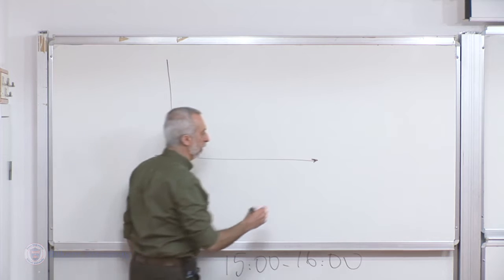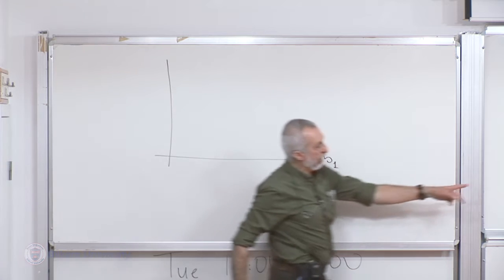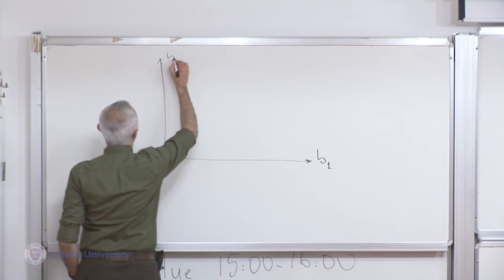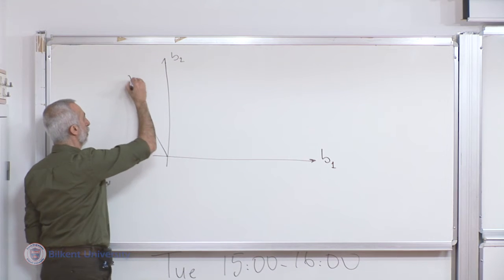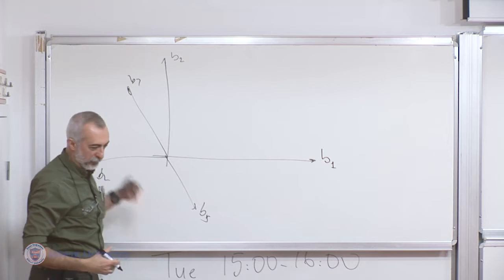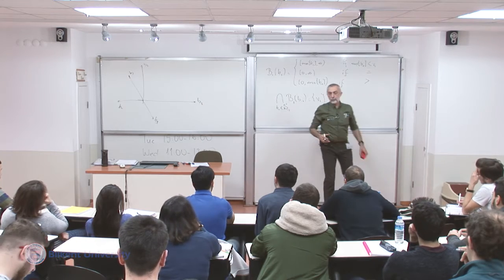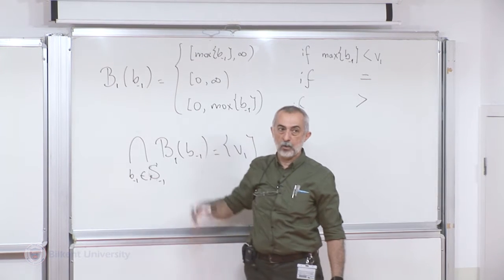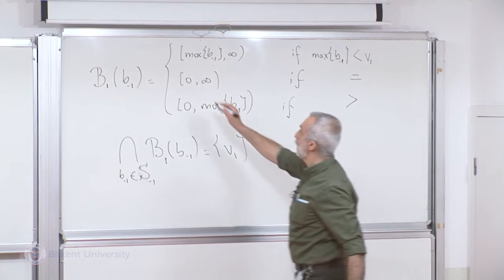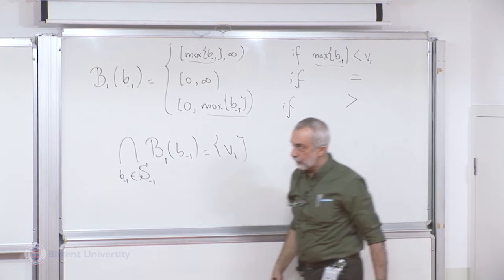So what I'm going to do is, I'll use this axis for the strategy of player one. Now, we have several agents. So actually, I need B2, B3, B4, B5, and so on. Of course, it's very hard to draw a picture with five or more dimensions. But when I look at this, what I realize is that the best response of player 1 does not in particular depend on the bid of each and every agent. It only depends on the maximum bid made by all the other agents.